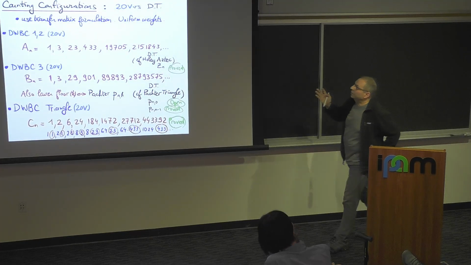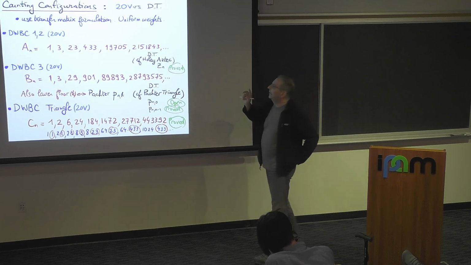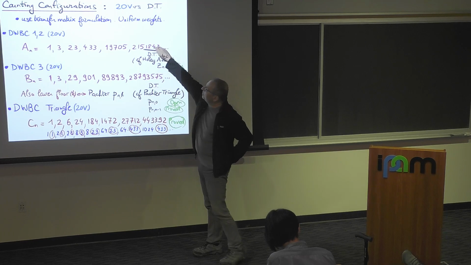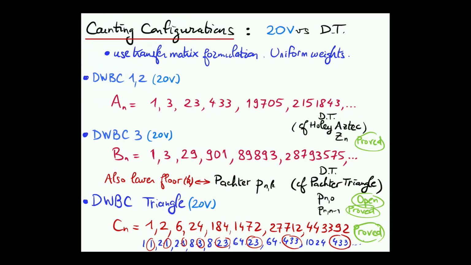So, a summary of enumerations and remarkable identities. If you count the 20 vertex model configurations with domain wall 1, 2 as a function of the size, you find this 1, 3, 23, which is the thing we've seen before with the Holey Aztec diamond, quarter turn symmetric. And that identity is proved.